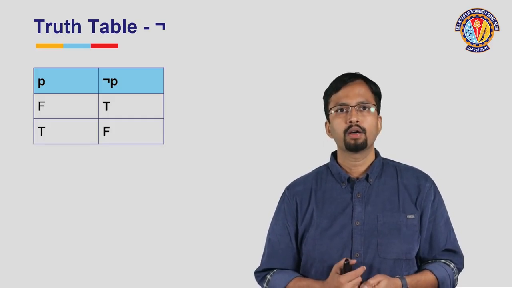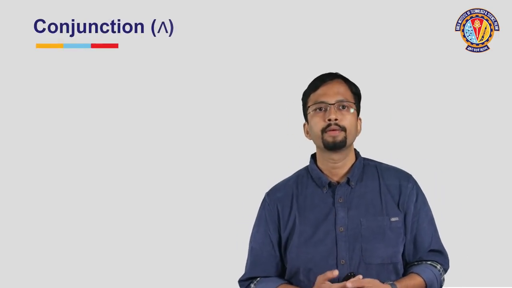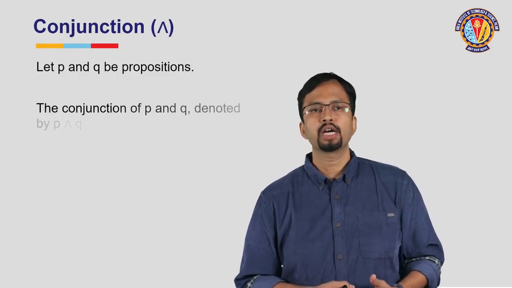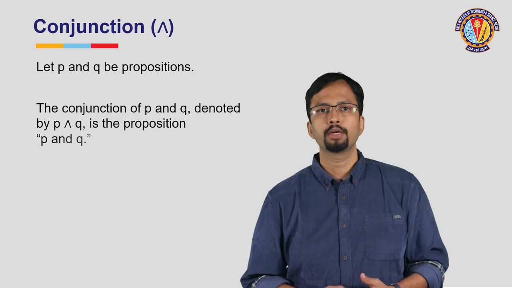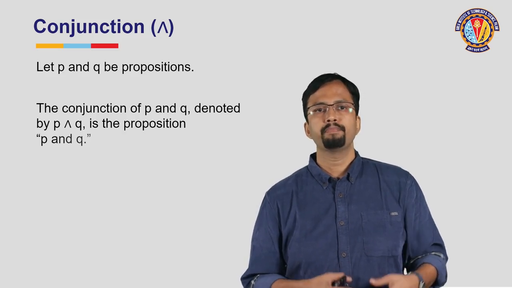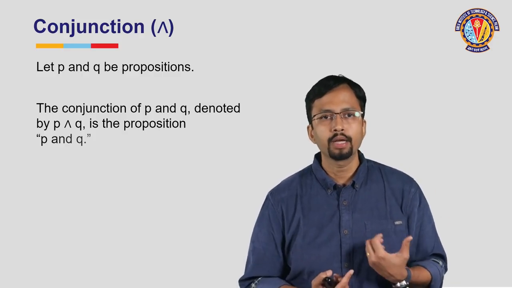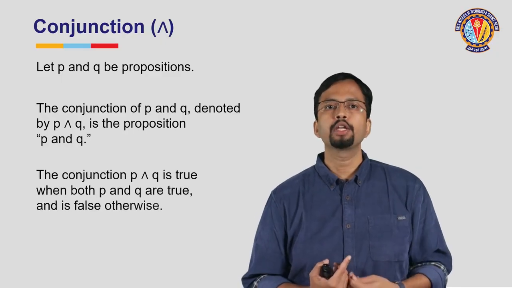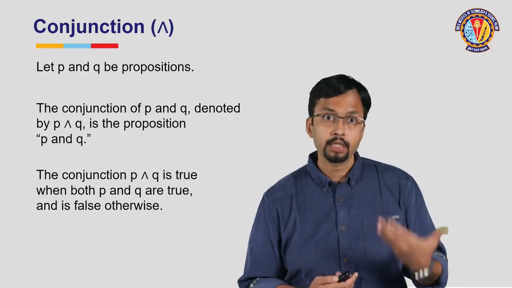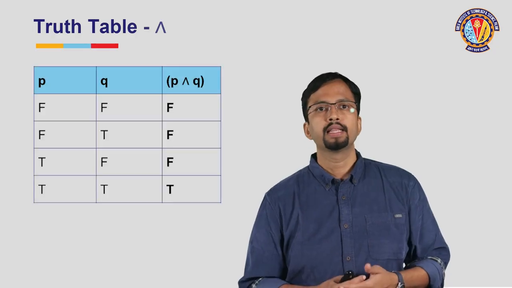Right. So let's now look at another connective or logical operator, which is called conjunction. Let P and Q be propositions. The conjunction of P and Q, which is denoted by P and Q, is the proposition P and Q, what we sort of colloquially think of. And in particular, the conjunction P and Q is true when both P and Q are true and is false otherwise. Right. So let's now go ahead and construct the truth table for the conjunction.